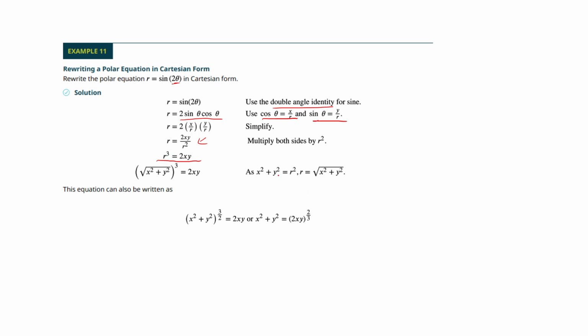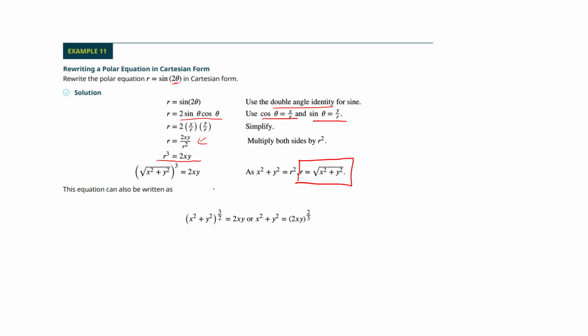Well, look what they're doing here. We know that r would have to be the square root of x squared plus y squared. You follow this? X squared plus y squared is r squared. So r must be the square root of that. So again, it's just the Pythagorean theorem. That's all it is. So they've replaced r with the square root of x squared plus y squared. Now there's three of them. It's cubed, and it equals 2xy.